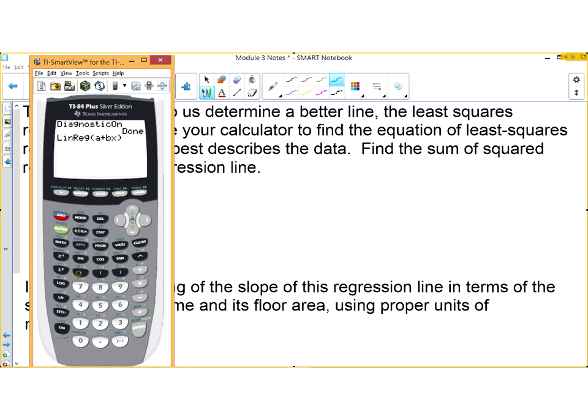So let's try it again. Stats, calc, 8, second and number 2 for list 2, comma, second and number 1 for list 1, and hit enter. All right. So I'm going to go ahead and write down the equation of this line.